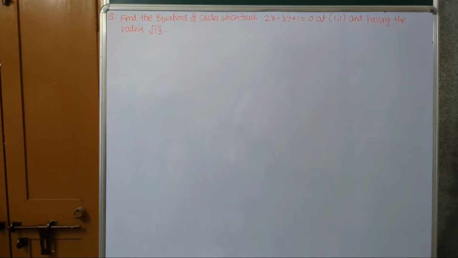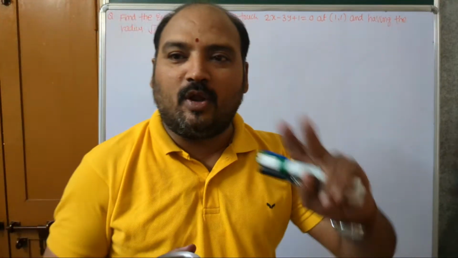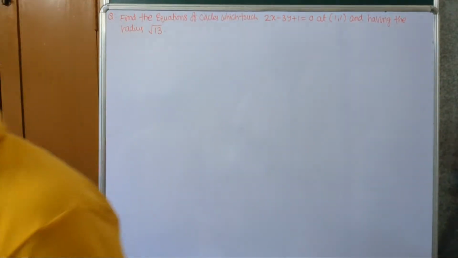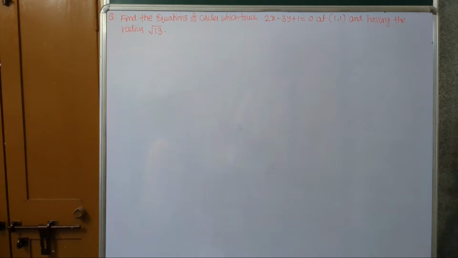In the next session, this is the last question, dear students. In the next session, all 7 more questions: find the equation of the circle passing through 3 points, concyclic points, find the transverse common tangent, and find the direct common tangents. That we are going to discuss.